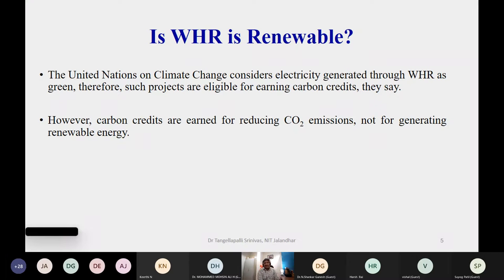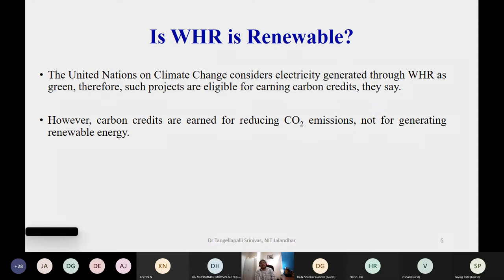Then immediately one question will come: is waste heat recovery renewable energy or not? Is it conventional energy or renewable energy? Because actually speaking, waste heat is what remains after burning the fuel, maybe coal or whatever it may be, solid fuel. After using it, still some heat will be there. You see IC engines, diesel engines, the exhaust gas has enough heat and temperature to recover at low temperature. So under what heading should we classify this waste heat recovery? Is it renewable energy or not?